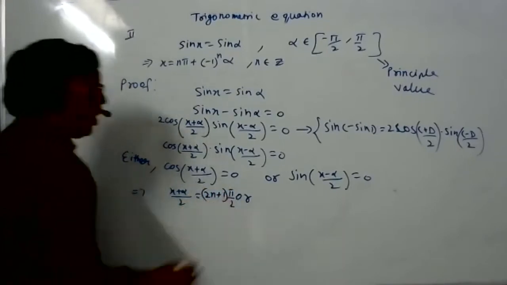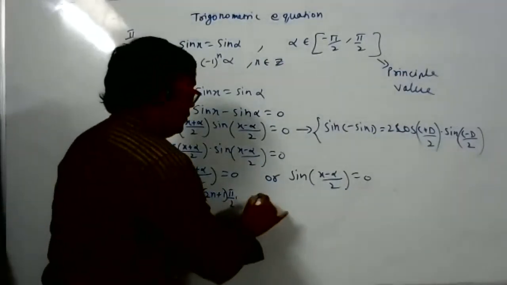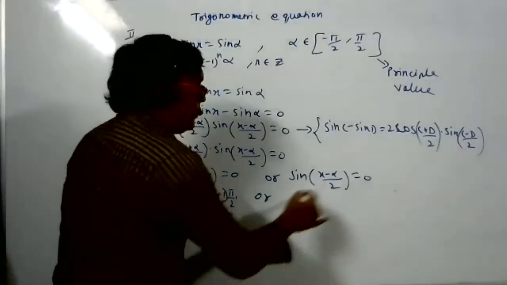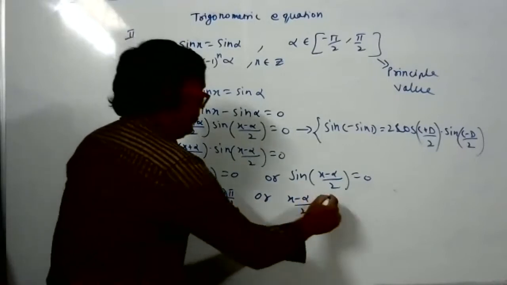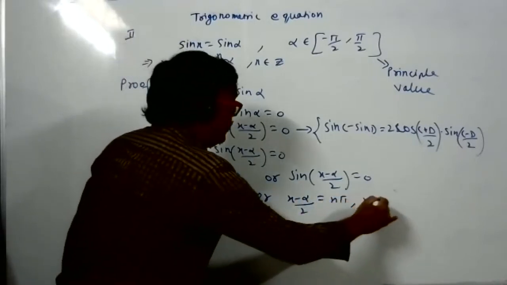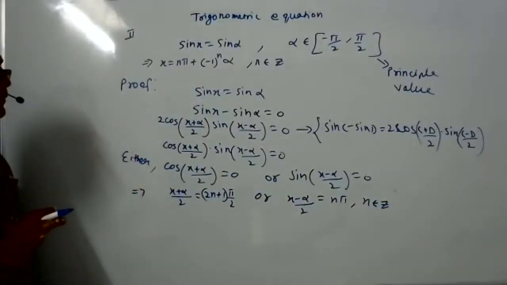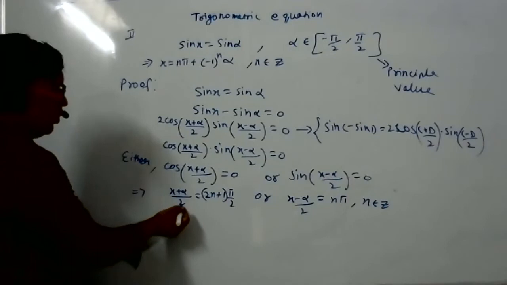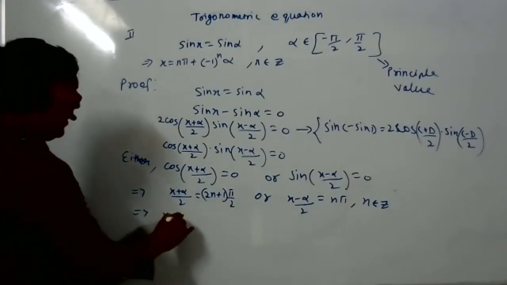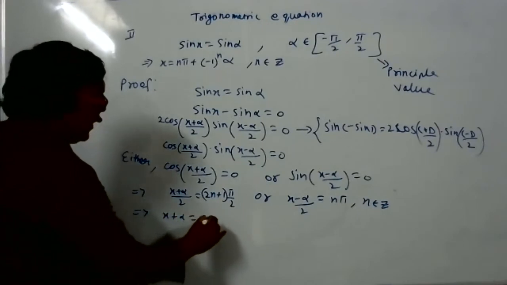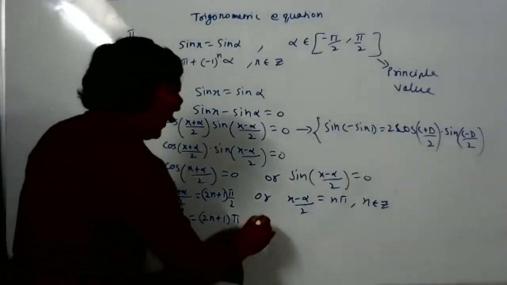What about sin x? Sin theta is 0 means what? Sin((x minus alpha)/2) is 0 means (x minus alpha)/2 is n pi, where n belongs to the integers in both cases. Till here, if anybody has doubt, ask me. The denominators 2 and 2 will get cancelled, so I will get x plus alpha is equal to (2n plus 1) pi, because the 2s cancel. Here it will not get cancelled.